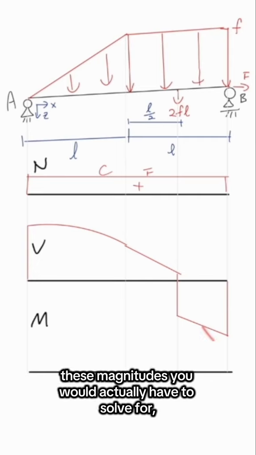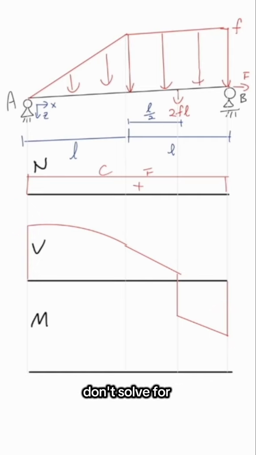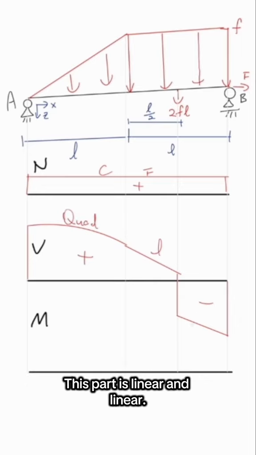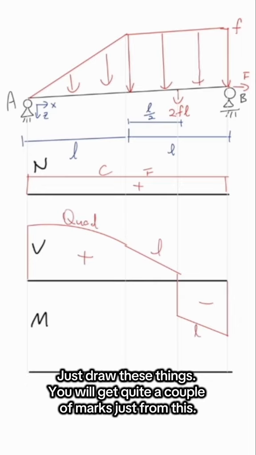Now, of course, these magnitudes you would actually have to solve for, but if you don't have time, don't solve for them at all. Just draw this shape. This part is positive, this part is negative, this part, once again, is quadratic, this part's linear, and linear. Just draw these things, you will get quite a couple marks just from this.